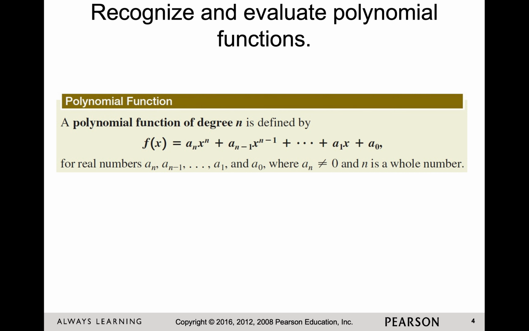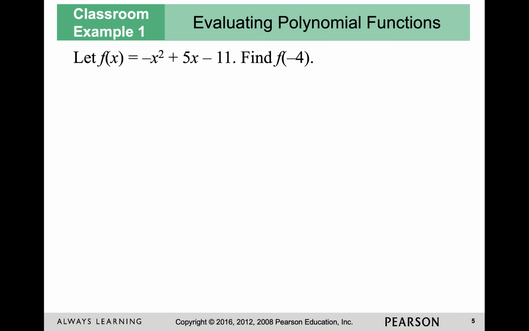So first, let's look at the definition of a polynomial, which you've already seen, but let's revisit it. A polynomial function has a degree of n, where n is the highest exponent and the number of terms presented for the function. So for example, in this example, this polynomial would have a degree of 2 because 2 is the highest exponent.